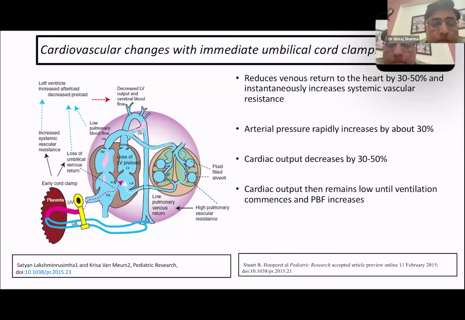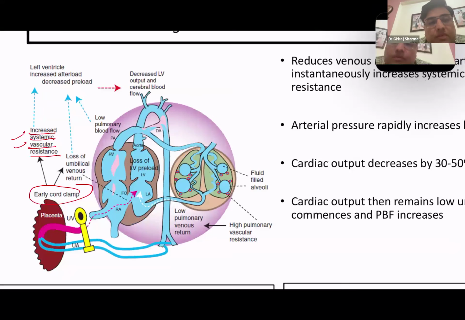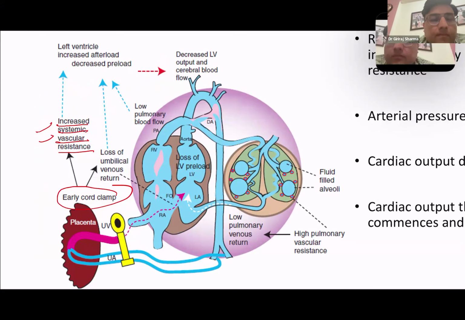So after cord clamping, here we have done immediate cord clamping, which is the routine practice. If we do immediate cord clamping, then what will happen? There is an increase in systemic vascular resistance after cord clamping. And there is loss of umbilical venous return also, because cord clamping is done. The umbilical artery is closed now, so there is increased systemic vascular resistance.